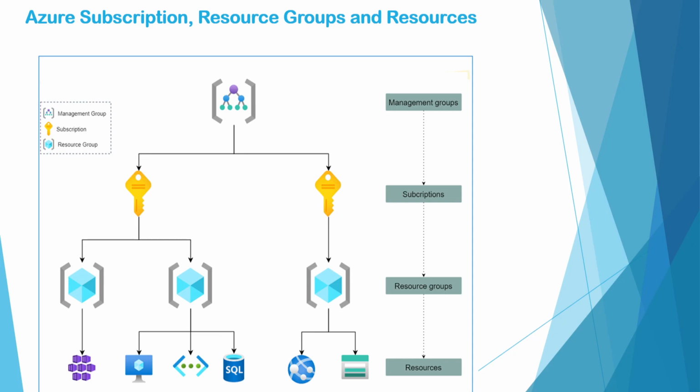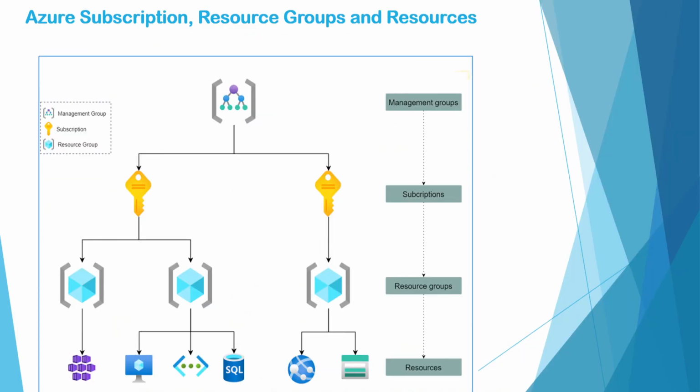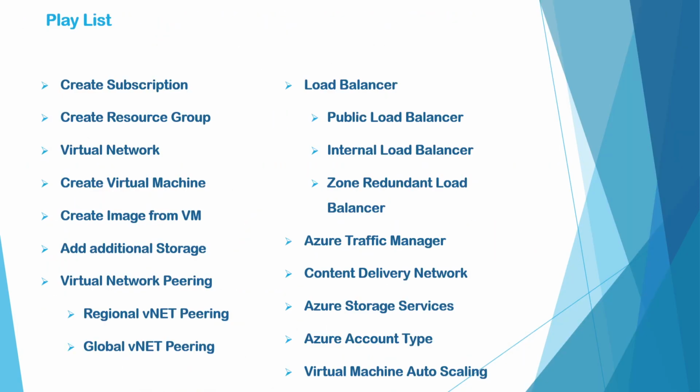So now I am going to create a subscription. Then I will prepare a resource group, and under the resource group, we will create a virtual network, then the virtual machine. So as per the playlist, first of all, let's create a subscription, then resource groups.